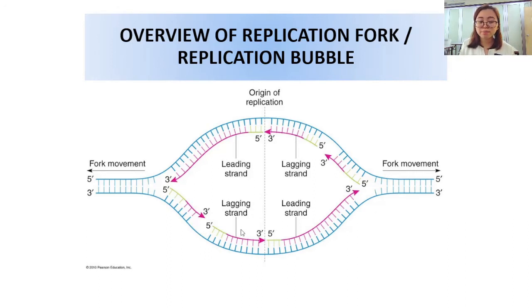Once you start replication, it will begin at an origin of replication and go left and right. So here it is marked that this is the origin of replication. And where you see the DNA unzipping or unwinding, that is called the replication fork. This circle thing is called the replication bubble.